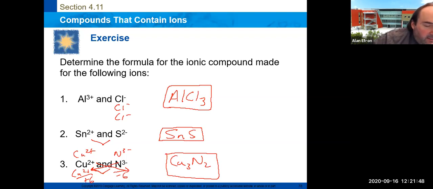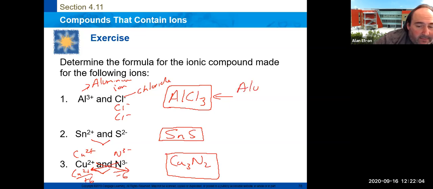So since we talked a little bit about naming these ions individually, this would be the aluminum ion. This would go from chlorine to chloride. So when we would name something like this, we would actually just put them together. This would be aluminum chloride.